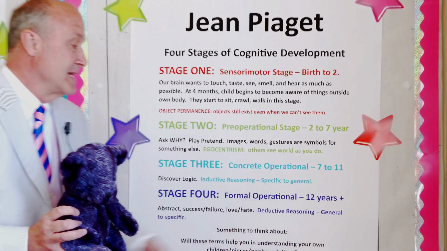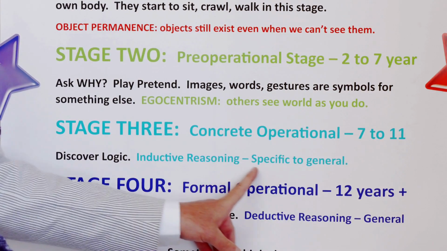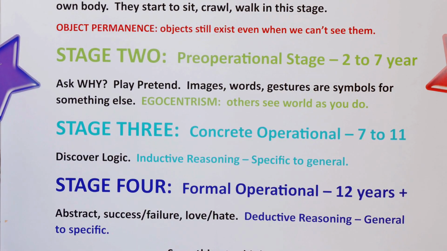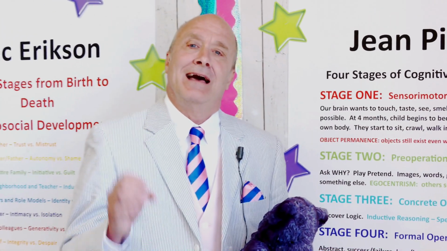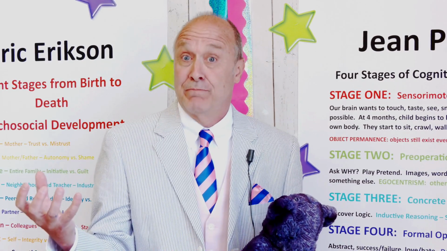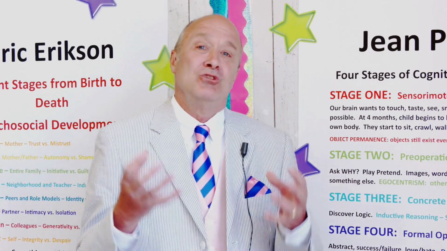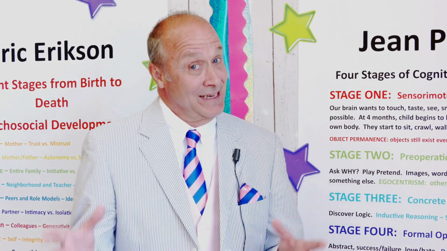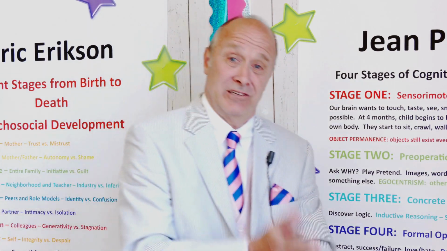Concrete operational is 7 to 11 years old. And that's inductive reasoning. And that's when you have something that's specific that you know and you make a generalization out of it. Say you have a basket of mangoes, and the top 2 are exceptionally ripe. You pick it up and you go, this is a really ripe mango. And you pick another one up. Yeah, it's a really ripe mango. You can make the generalization that all the others are ripe as well. Might not necessarily be true, but that's your generalization, going from specific to general.